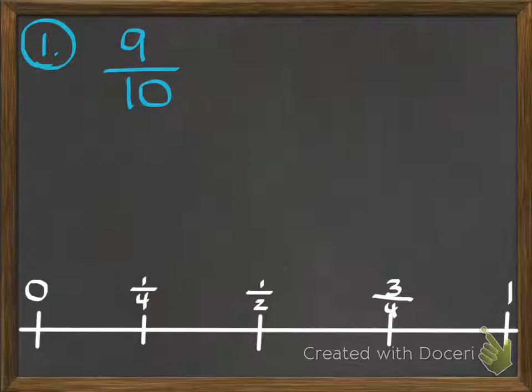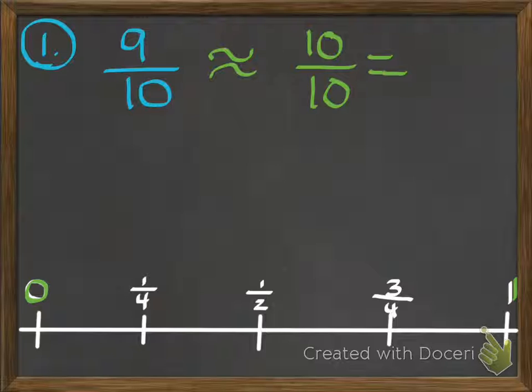Okay, so here's the first one, 9/10. All we're going to do is find out where would that go on the number line. Between 0 and 1, where would you put that on the number line? Well, I know that 9/10 is very close to 10/10. Okay, and 10/10 equals 1. So I know that 9/10 is going to be very close to 1. So 9/10 would go about here on the number line. Okay? That's all we're doing for the first problems. Just find out where the fractions would go on the number line.